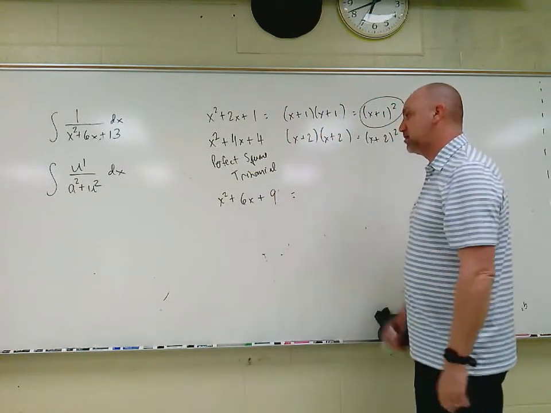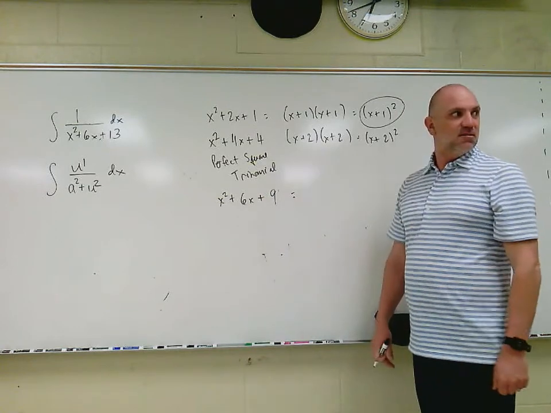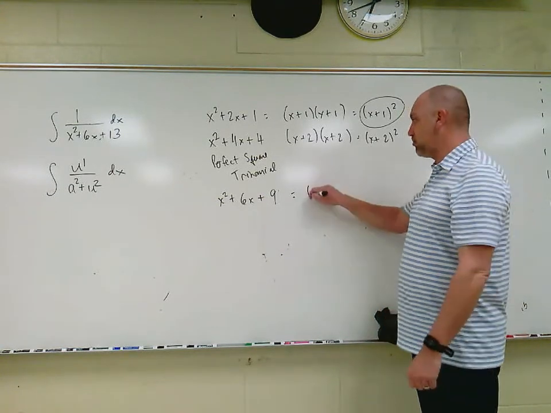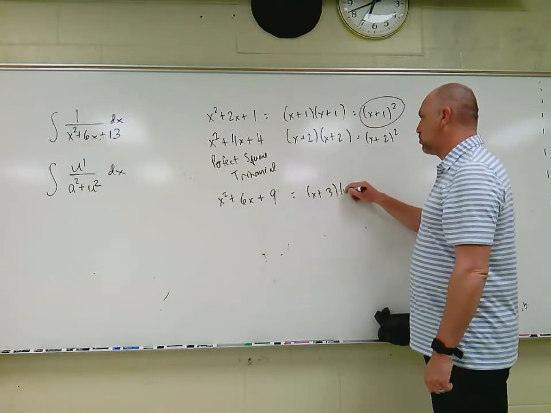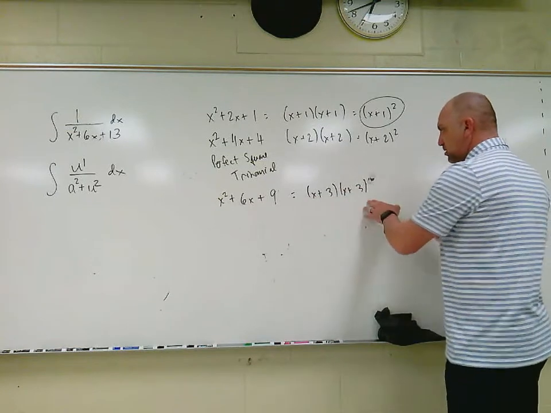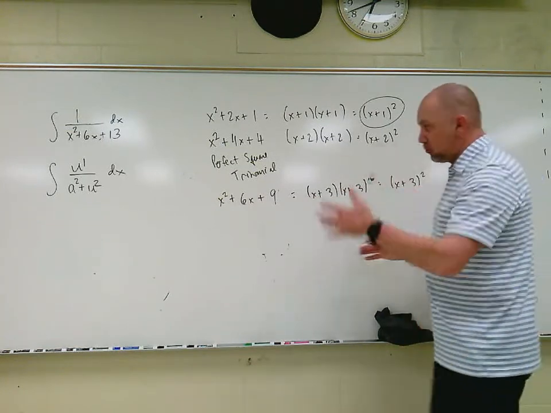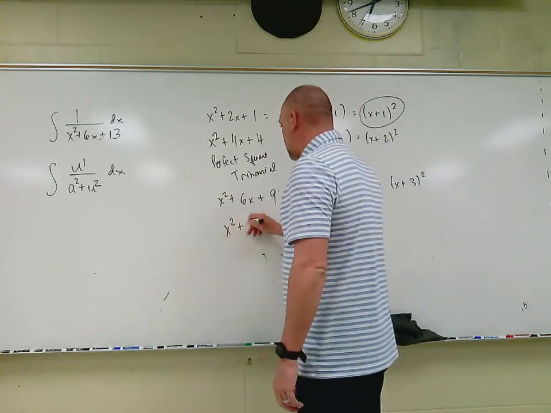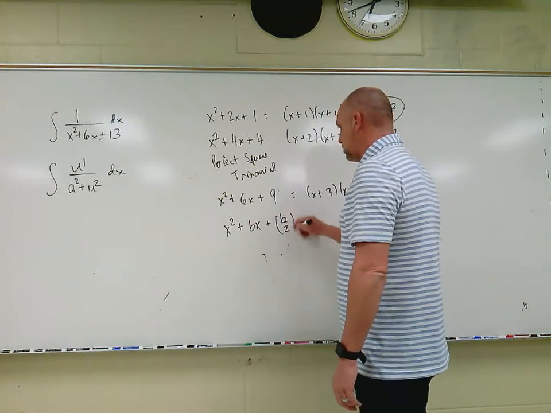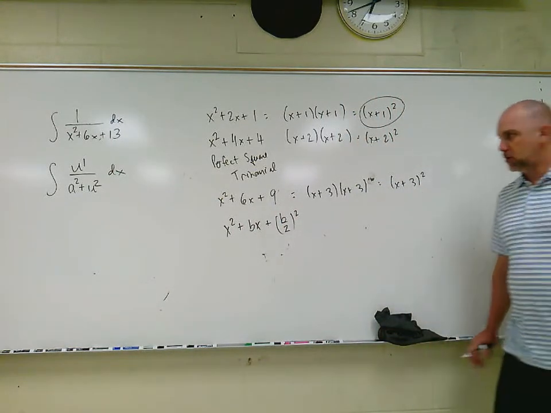Let's see if that makes sense. Are there two numbers that multiply to give 9 and add to give 6? What are they? 3 and 3. Now this is a perfect square trinomial. So it factors to x plus 3 quantity squared. So the rule is if I have x squared plus bx, the last number is b over 2 quantity squared. Half of the middle number squared. That's how you know to get a perfect square trinomial.